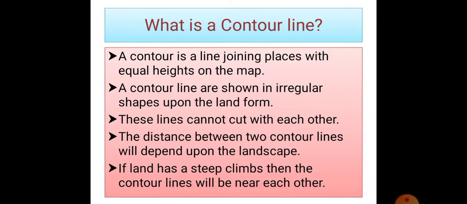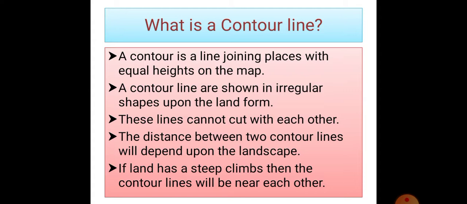So a contour line is a line joining places with equal heights on a map. And the contour line is not straight, okay? It can be irregular in shape as well. I showed you the picture. It can be irregular, but the line will not be broken upon the landform. See, these lines cannot cut each other, right? If one line starts, it will continue.